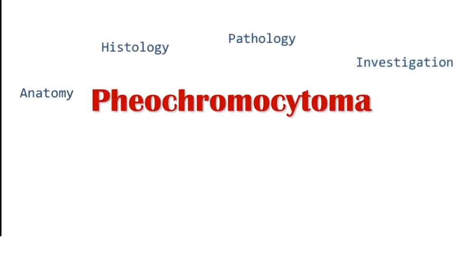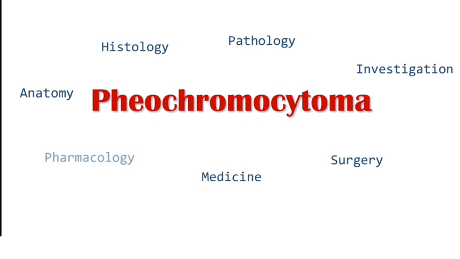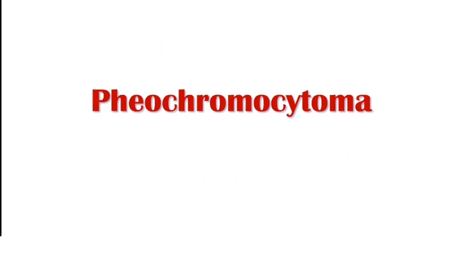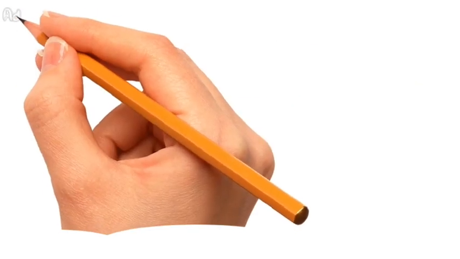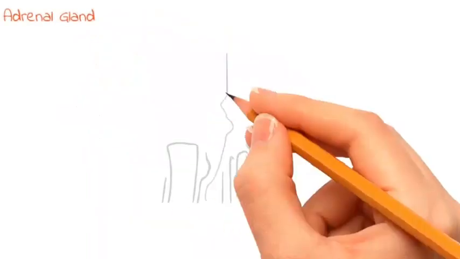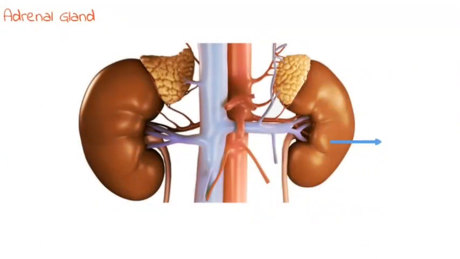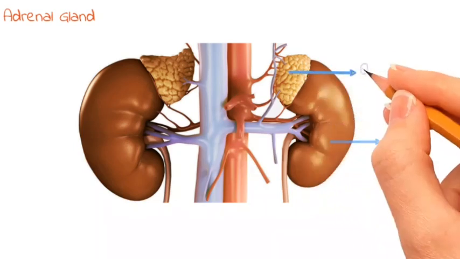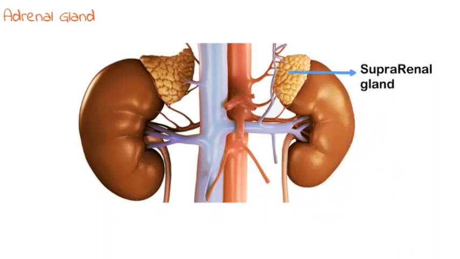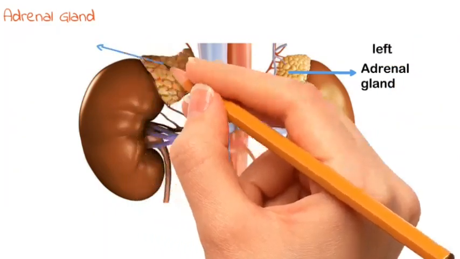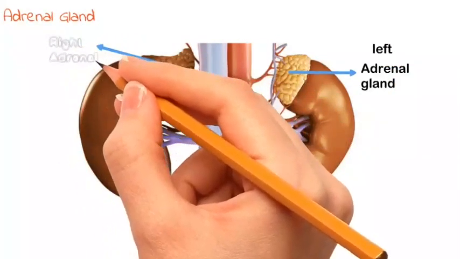Hello friends, in this video we shall learn in detail pheochromocytoma. We will begin with the basic anatomy of the adrenal glands. The adrenal gland is located above the kidneys and hence the name suprarenal gland. There are two adrenal glands above each kidney, the left adrenal gland and the right adrenal gland.